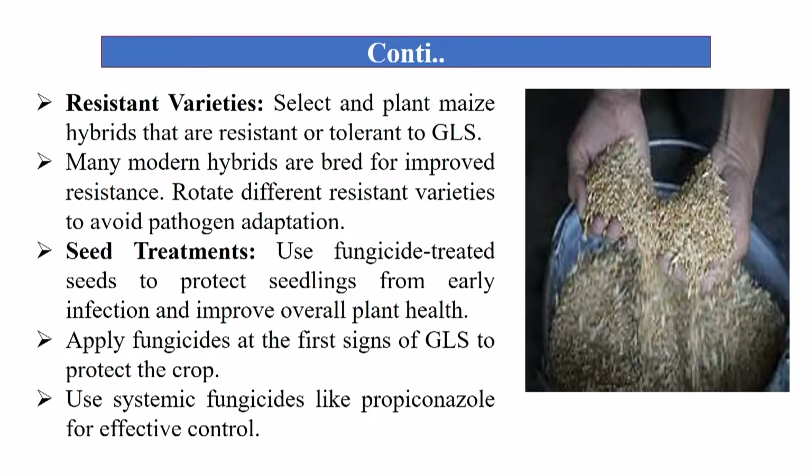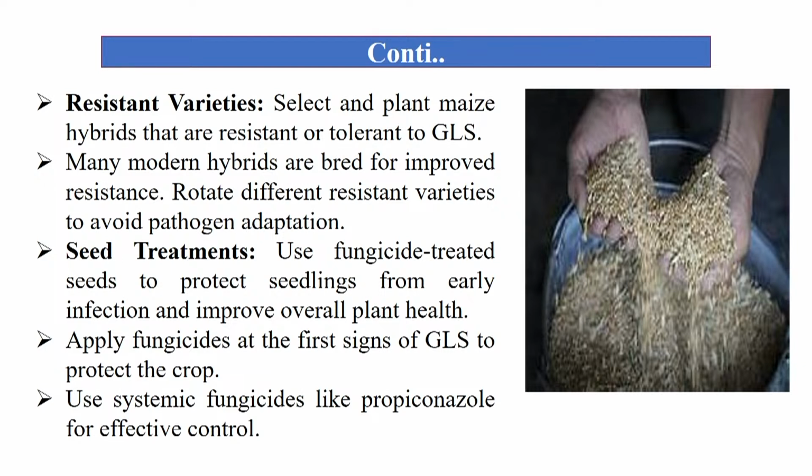Dear learners, resistant varieties are also available. You have to select a resistant variety as per your nearby area, or you can select a tolerant variety against GLS, and many modern hybrid varieties are also available in the market which are improved and resistant against this disease. You can also rotate different resistant varieties, because the pathogen may adapt and overcome resistance. That's why you have to avoid pathogen adaptation.